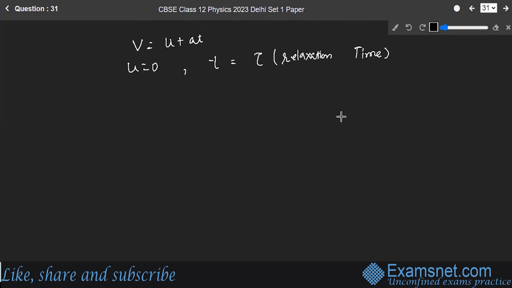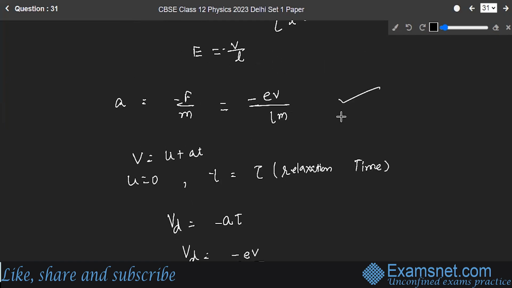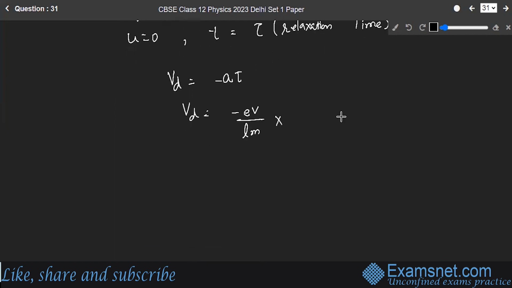So VD is equal to minus A into relaxation time, or VD is equal to minus eEτ upon m. I'm picking it up from here. So multiply by τ. This is the expression required.